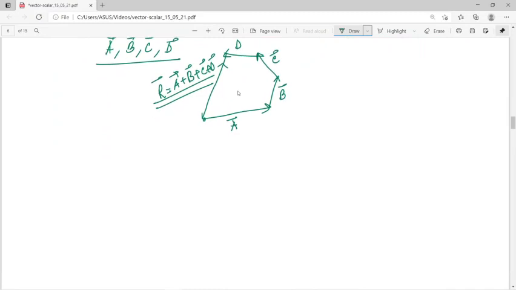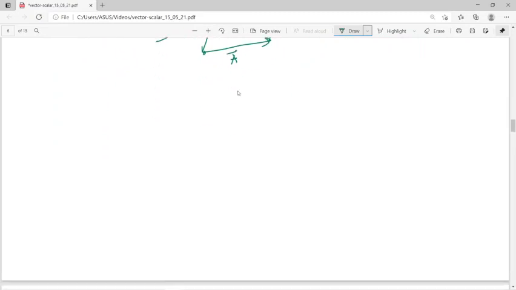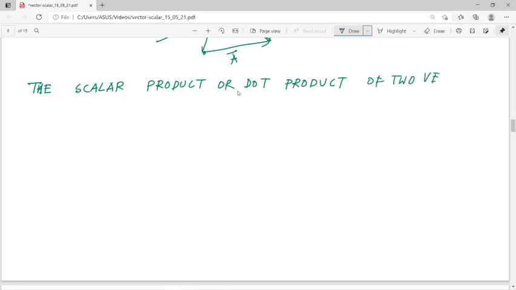And there is one important thing in vectors called the scalar product, which is helpful when we are dealing with lots of problems, whether in electrostatics or work. This is called the scalar product, or dot product, of two vectors. That is the notation we use to solve different problems.